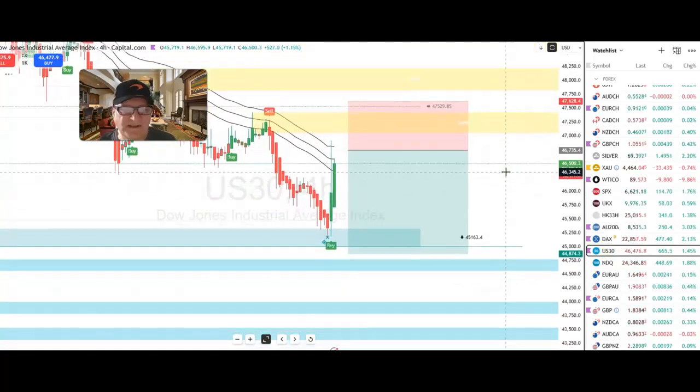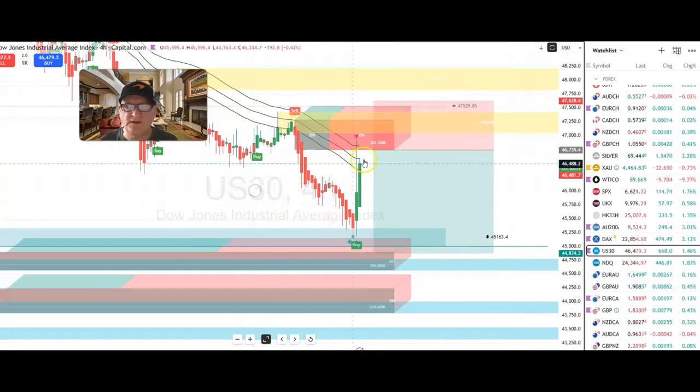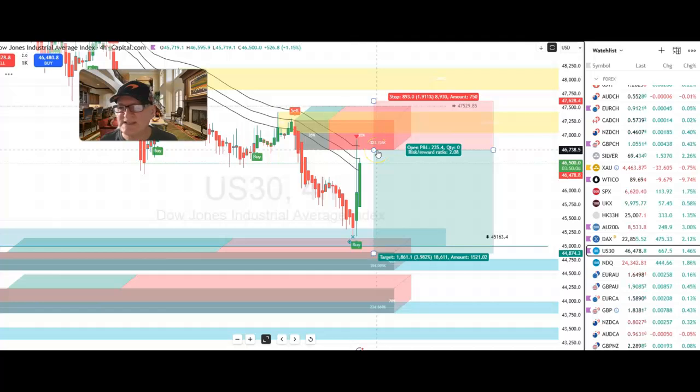This is close, isn't it? Dow Jones moving into, looks like the orders have been filled or just about to be filled at 46,738. So if you're not selling at that point, then please do at your own risk.